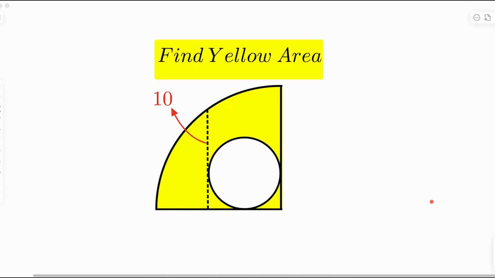Hello everyone, we have a problem here and we've been asked to find the area of the shaded region. At first it might seem impossible to solve, but it's easier than you think. The only thing that we know about this problem is this length, which is 10 units.